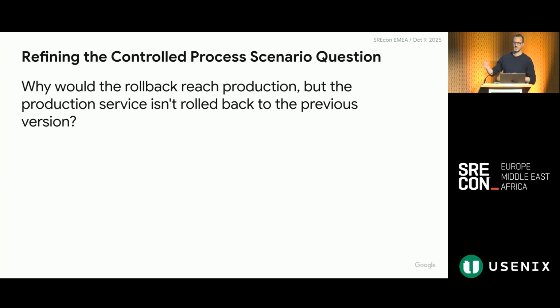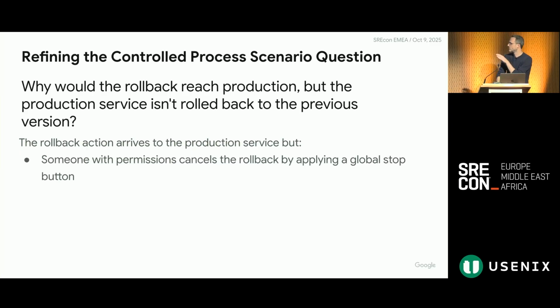We have a few examples here, so let's refine the control process scenario question. Why would the rollback reach production, but the production service is not rolled back to the previous version? It could happen that the rollback action arrives at the production service, but someone with permission cancels the rollback when they hit a global stop button on the rollout system.